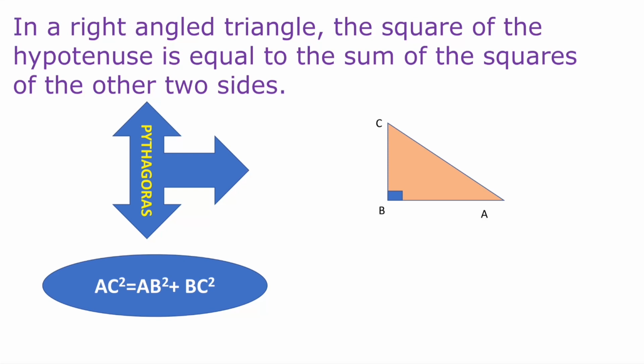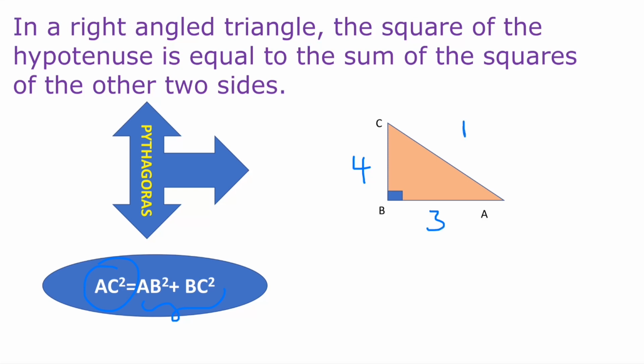In a right angle triangle, if any two sides are given, we can find the third side. For example, if this side is given as 3 and this side is given as 4, the hypotenuse will be the sum of the squares of the other two sides.